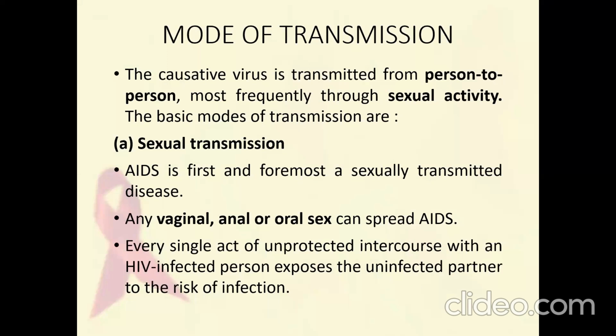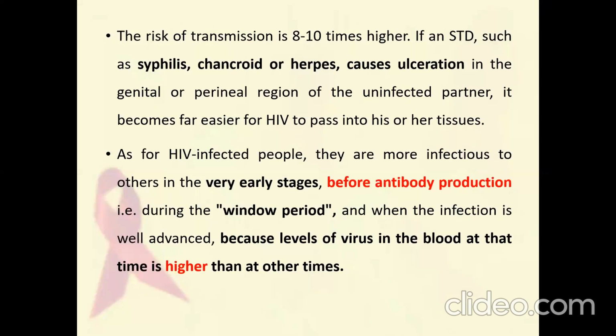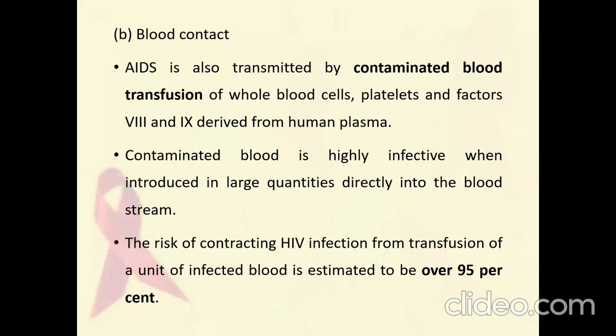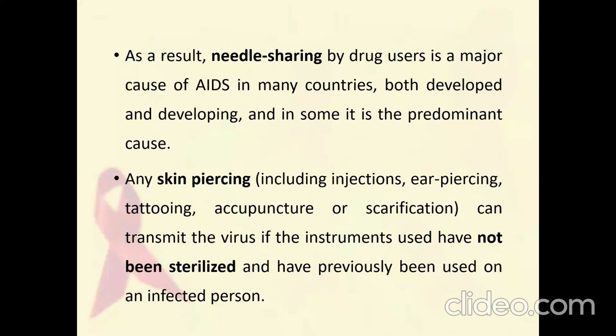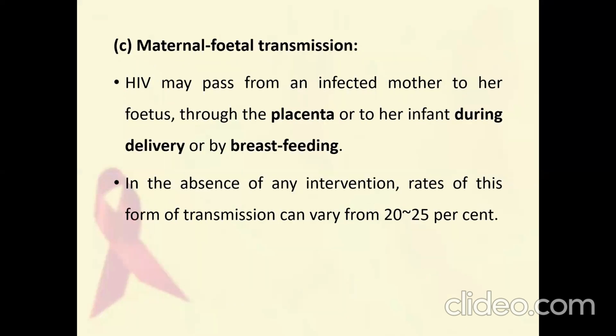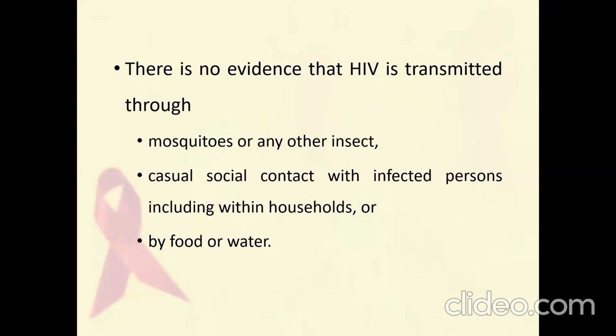Then mode of transmission. First is sexual transmission. It may be vaginal, anal or oral sex. Then blood contact, that is transmission of contaminated blood. Then needle users, drug abusers, and maternal fetal transmission. So it is not transmitted by mosquitoes or any other insect, casual social contact with an infected person, including within the household, or by food or water.